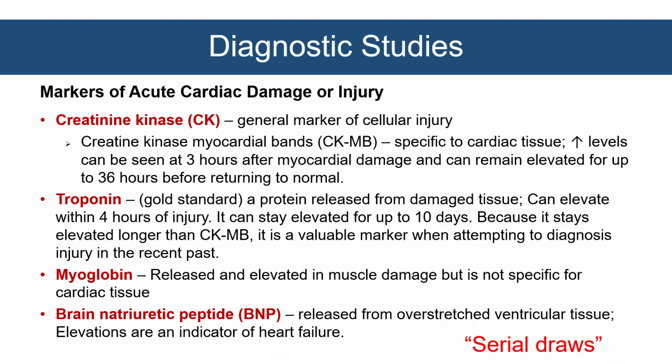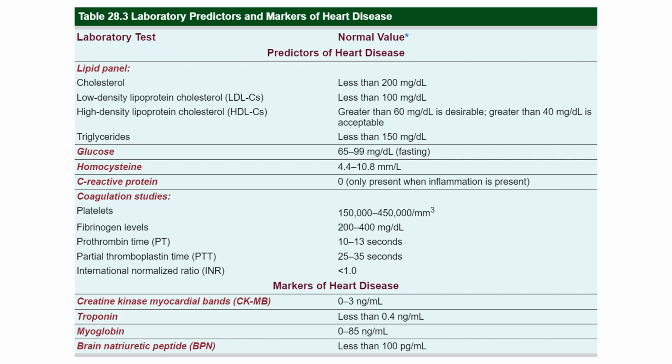Brain natriuretic peptide, or BNP, is released from overstretched ventricular tissue, and this is typically an indication of heart failure. So if we're suspecting heart failure, then they are going to have a BNP run. In heart failure the muscle becomes very weak and the ventricles aren't able to squeeze out the blood as well as they should, and they kind of fill up and stretch. That stretching is what the BNP measures. And this is a summary of the labs that you would expect to be ordered for a patient when we're screening for cardiovascular disease, or if the patient has some type of acute chest pain or a full-blown myocardial infarction.